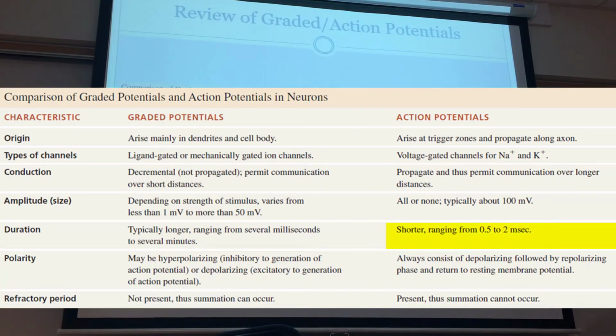And when you look at how fast an action potential takes place, it's fast. Much faster than what you would see in a graded potential. And the waveform for the action potential is always the same. You see the rising phase, falling phase, the undershoot, and back to where it's at.